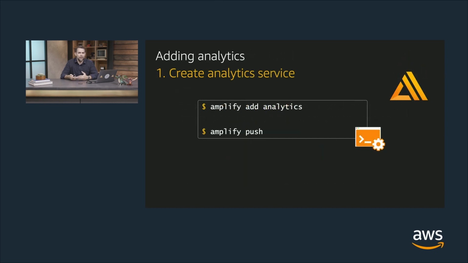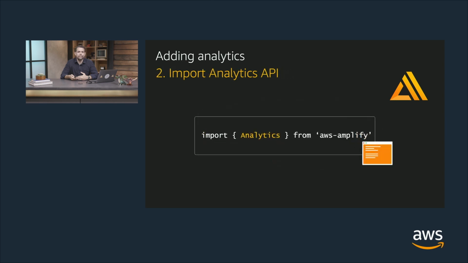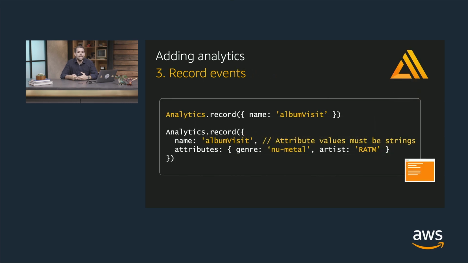For the last piece of the puzzle, I need to add analytics to my app. Two simple commands to set up and deploy an Amazon Pinpoint project. I import the Analytics module to the client and set up the events I want to record with an Analytics.record call. Imagine it's a music app and I click the button to listen to a Rage Against the Machine album. I can quickly add some analytics capabilities to a button press event with a couple of lines of code.